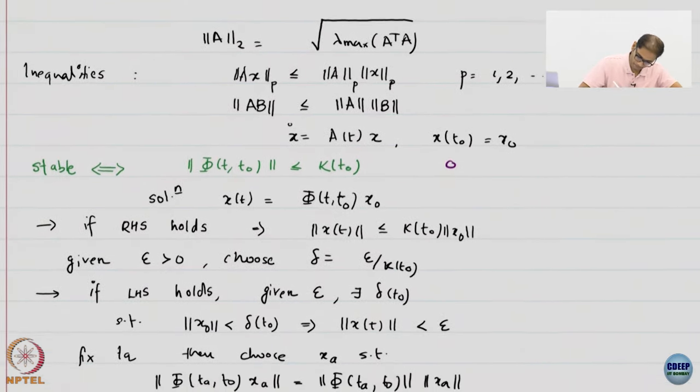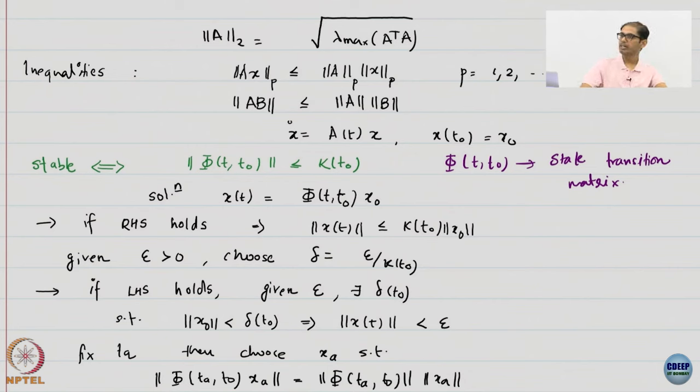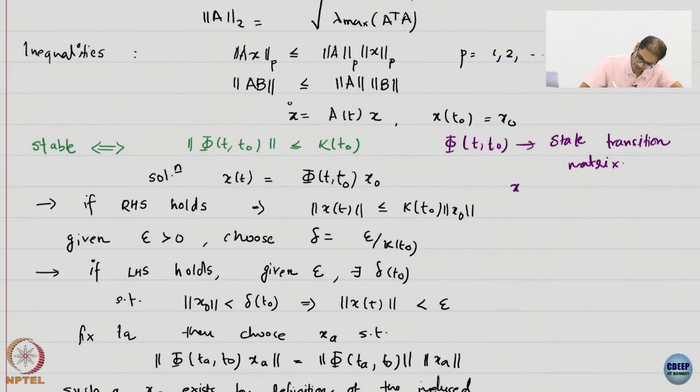This phi, capital phi by the way, is the state transition matrix, or the fundamental matrix, whatever you want to say, and you also know that the solution at any time can be written in this way. This is how you use the state transition matrix.